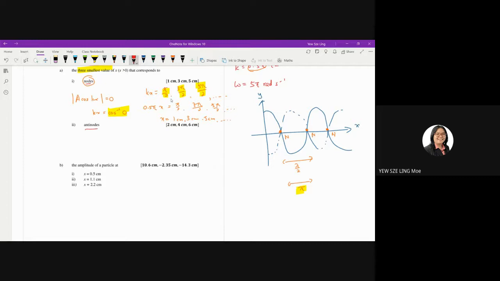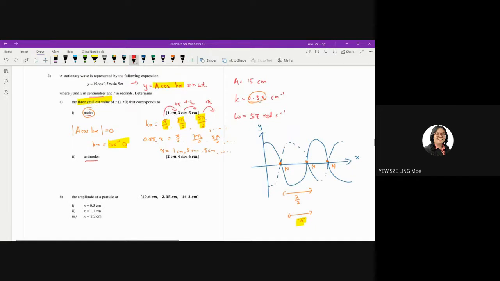So you have pi over 2. So what are you going to do? You plus pi, and then you just keep adding pi. If the question is asking for the fourth smallest value, then you just keep adding pi to the previous value. So the following one will be 7 pi over 2, 9 pi over 2, and so on. So k given is 0.5 pi, so I sub it into the equations for k. So k is then equals to 0.5 pi. Rearrange the equation. So x equals to 1 cm, 3 cm, 5 cm. So these are the 3 smallest values.